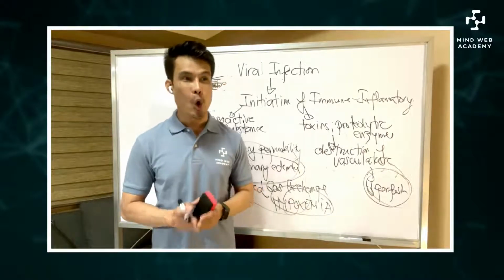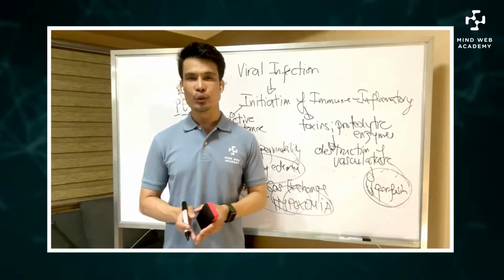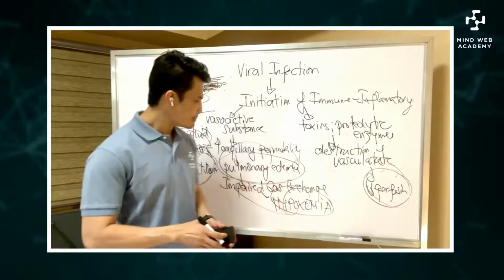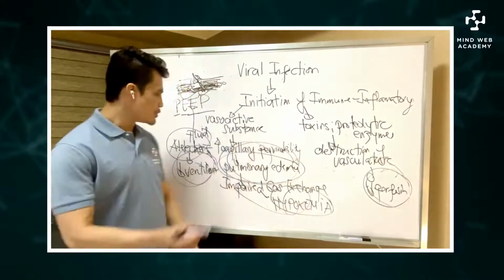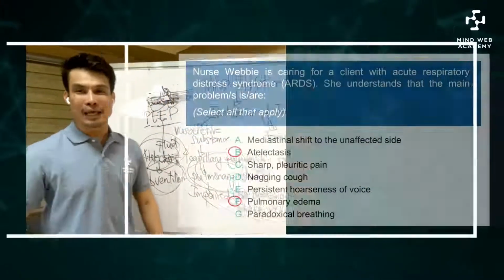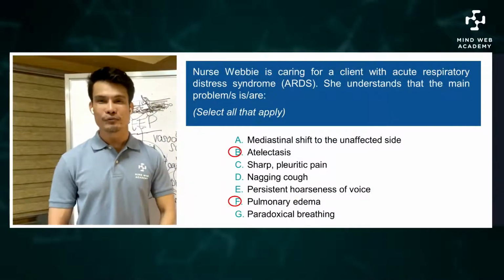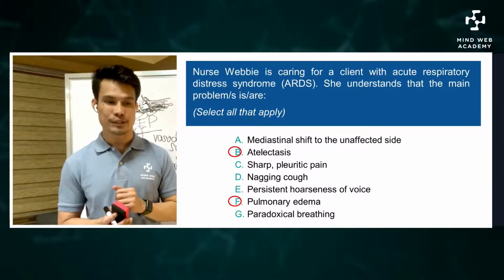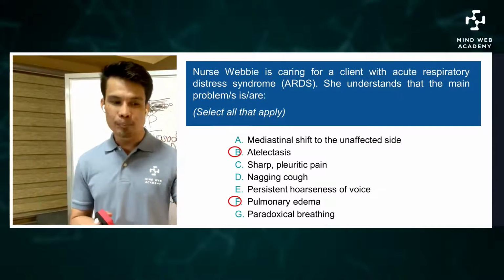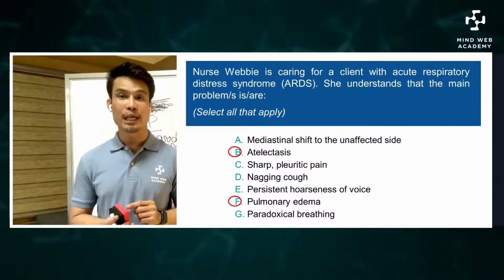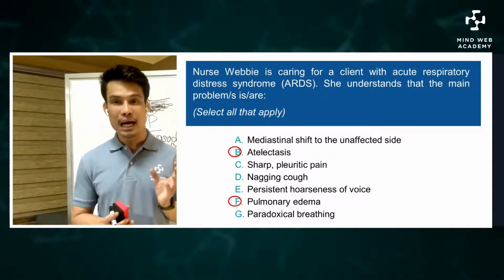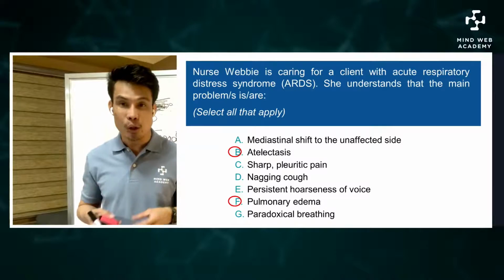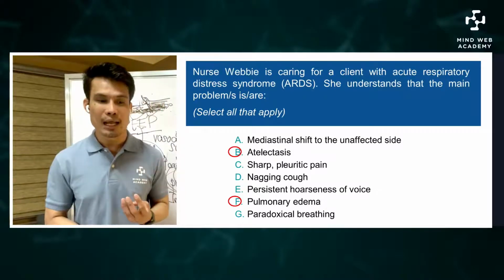Okay? So I hope you were able to answer question number 1, which is of course your pulmonary edema and your atelectasis. Basing from our pathophysiology. If you answered mediastinal shift, that is for your pneumothorax. If you answered sharp pleuritic pain, that is your pulmonary embolism. For the nagging cough, that's for your bronchogenic CA. And pag lagi ka namamaos, persistent hoarseness of the voice, that's laryngeal cancer.